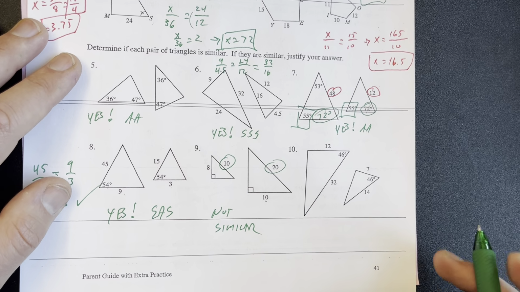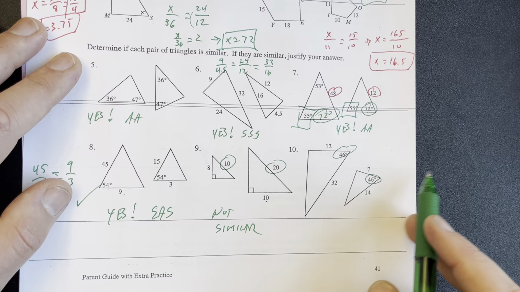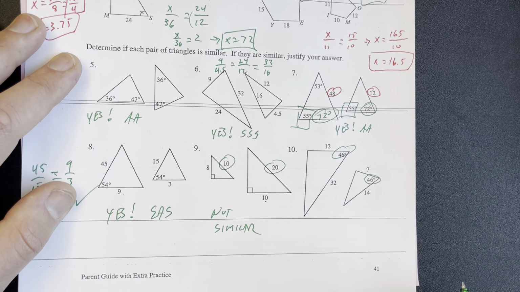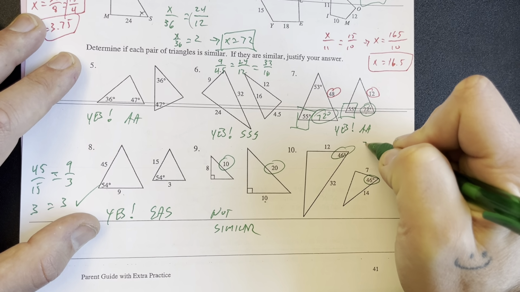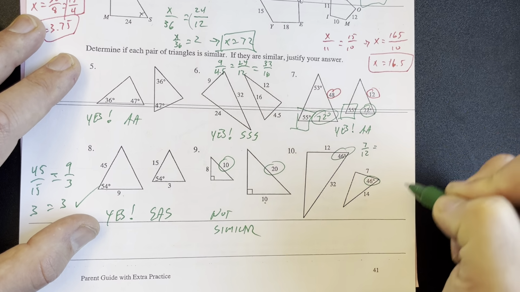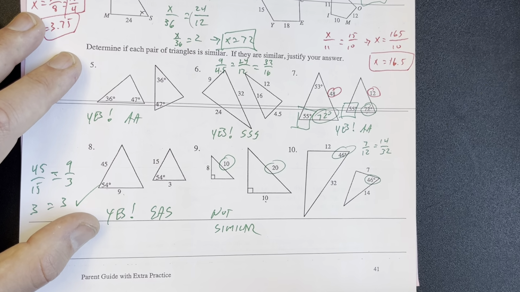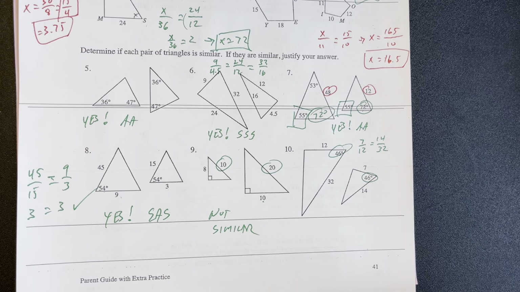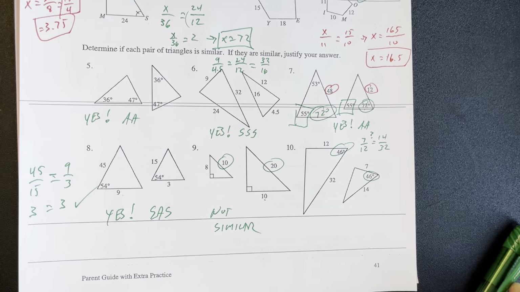All right, last one on this page anyway. So we have the 46 degree angles, that's great. And then we have 7 and 12, and then 14 and 32. So if this is true, if 7 over 12 equals 14 over 32, then we definitely have similar triangles here. If this is not true, let's put a question mark here to really demonstrate this. If this is not true, then it's a no-go.